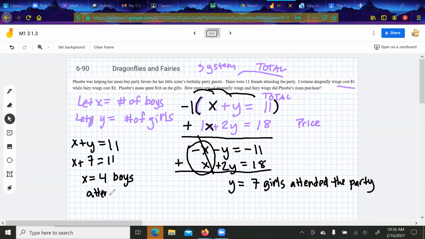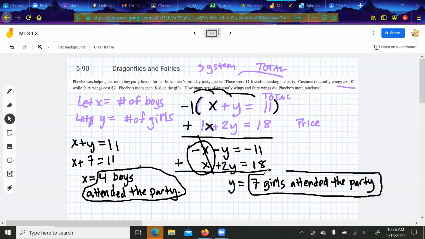And since this is a word problem, we want to write the answer as a full sentence. That's why I did that, right? I put 4 boys as a full sentence. 4 boys attended the party. Put a period at the end to make it a sentence. 7 girls attended the party. Full sentence, complete sentence for word problems.